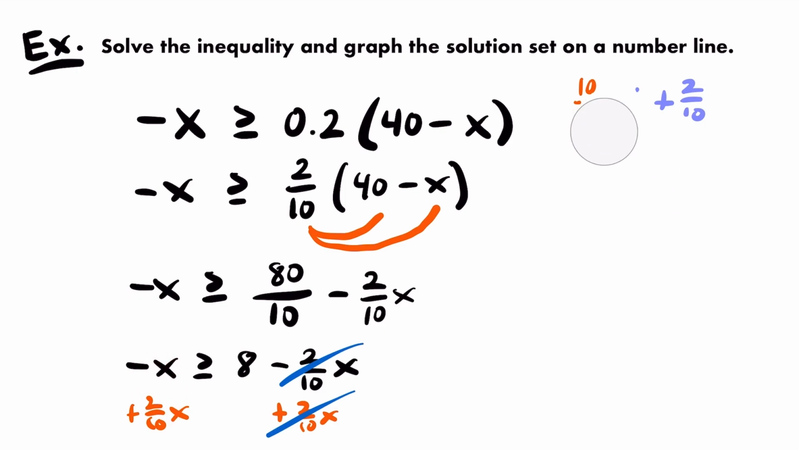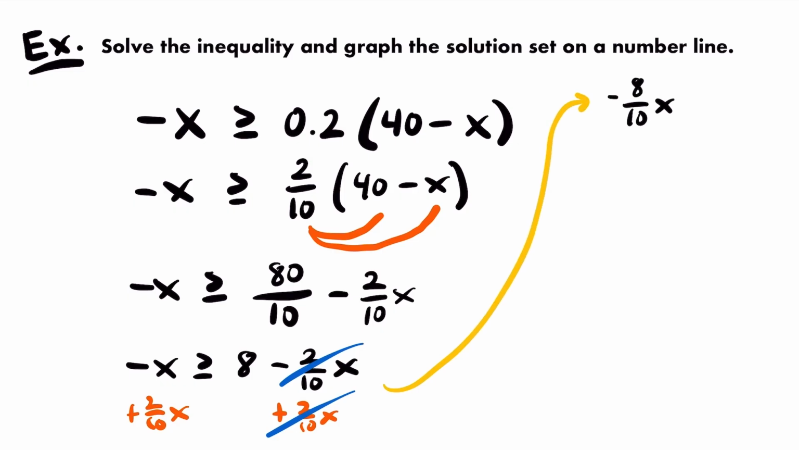So let's write that out. Continuing our work over here, we now have negative 8 tenths times x is greater than or equal to 8, right? We still have that 8 on this side of the inequality, so do not forget about it. But that would be it, because negative 2 tenths x and positive 2 tenths x canceled out to be 0. All right, and so now our inequality only has one variable term, which is good. We just now need to isolate that variable.